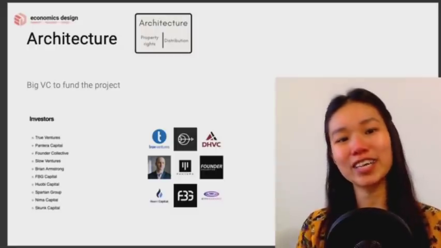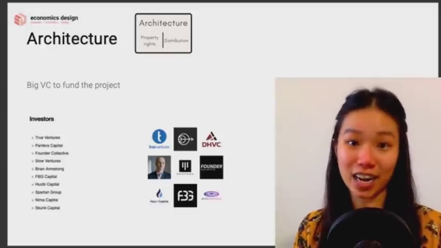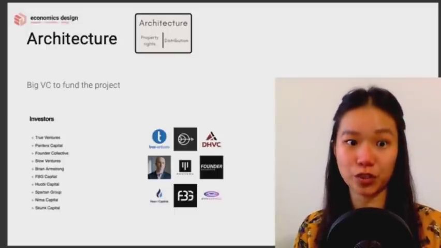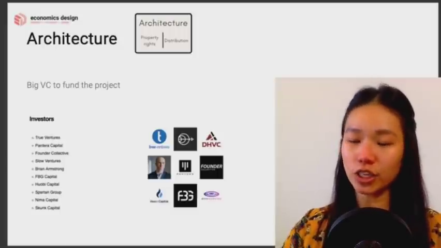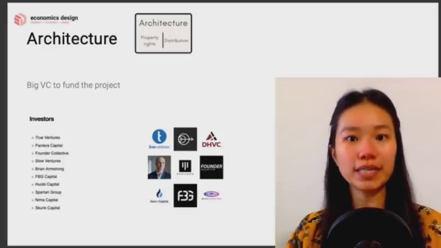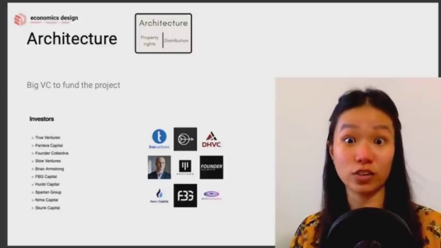And lastly, in the token economics framework, we have architecture. In architecture, we have property rights and distribution. The difference between distribution and allocation is that allocation is allocating newly minted tokens or the different assets in your system.